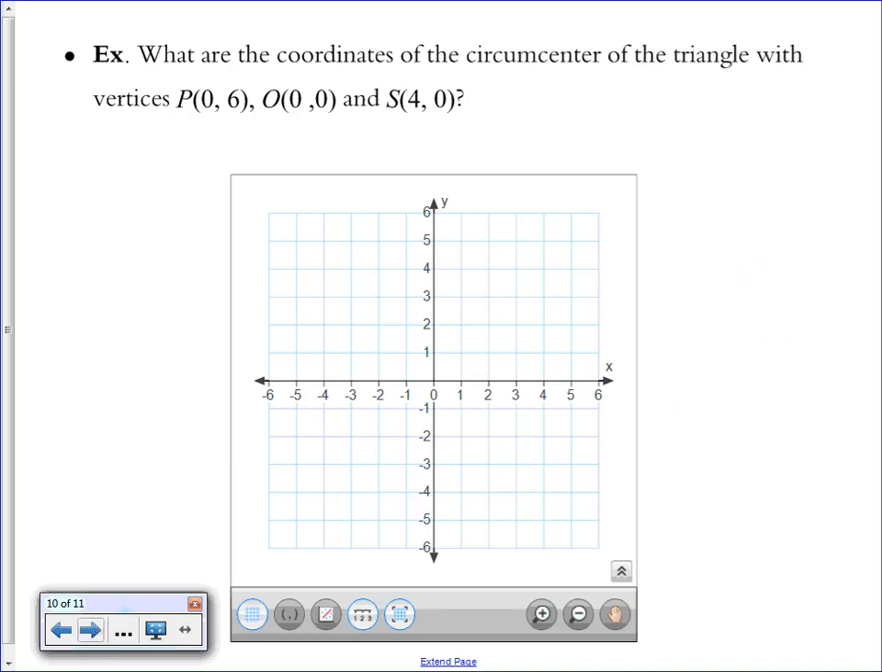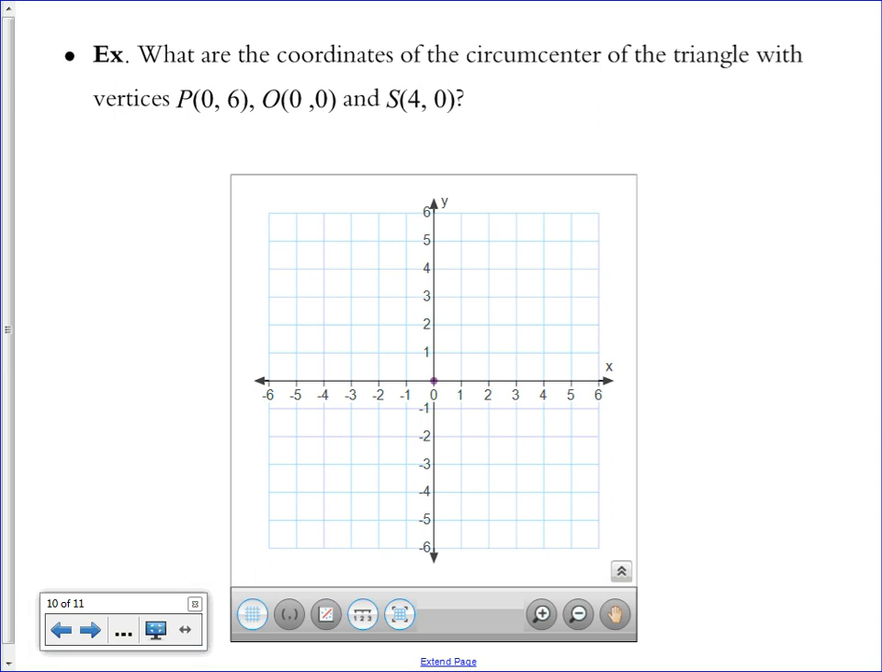And then you might be asked to apply that. So let's say we want to find the coordinates of the circumcenter of this triangle. It has corners at (0, 6), (0, 0), and (4, 0). So I'm going to put a point at (0, 0). See if it'll put a point here automatically for me. Oh, good, it did it.